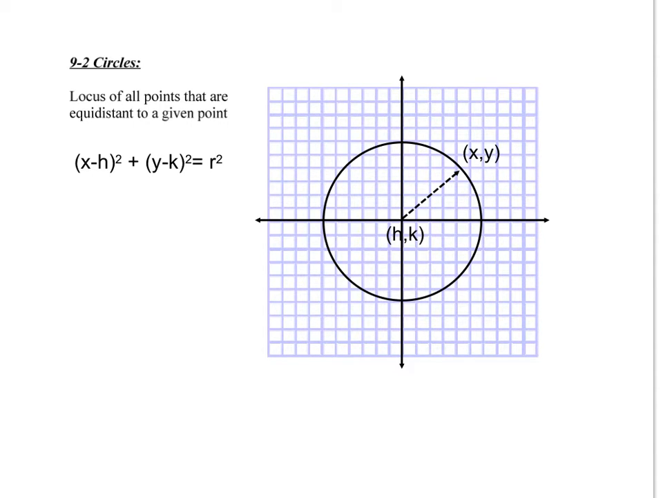Well, any point on our circle, (x, y), is going to fit into this equation right here, where (h, k) is the center point of our circle. And of course, r is our radius.